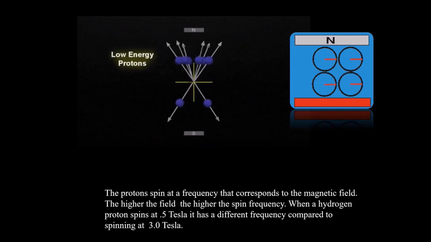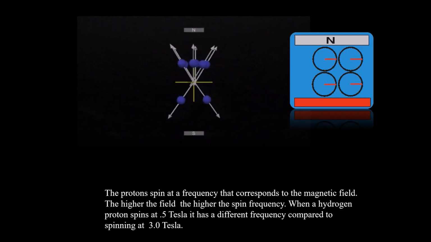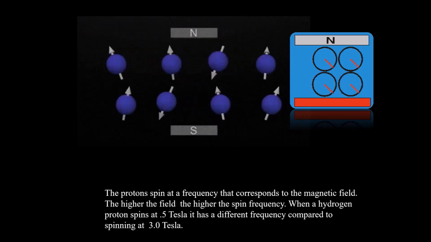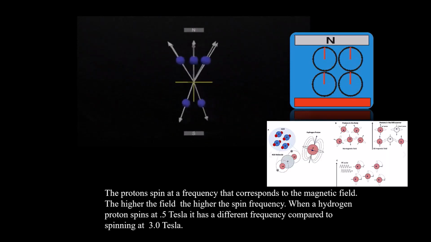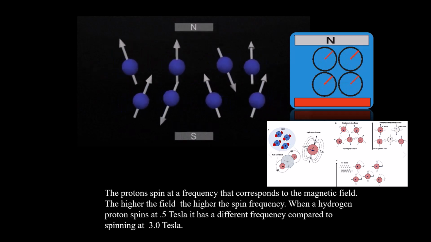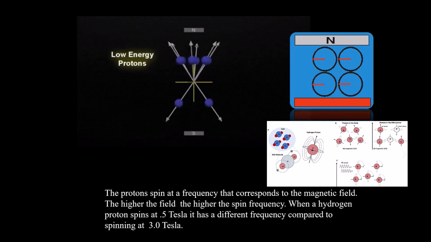The power of the modality depends upon the main magnet field, or the Tesla. The more Tesla, the more power, the shorter the times needed to gather data. The protons spin at the frequency that corresponds to the magnetic field. The higher the field, the higher the spin frequency. When a hydrogen proton spins at 0.5 Tesla, it has a different strength or frequency compared to a proton spinning at 3.0 Tesla.